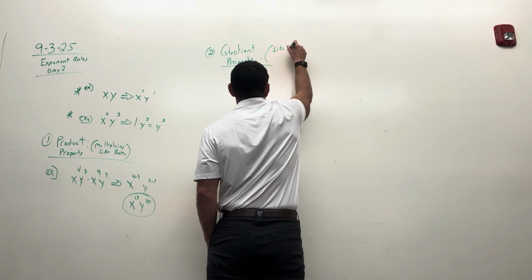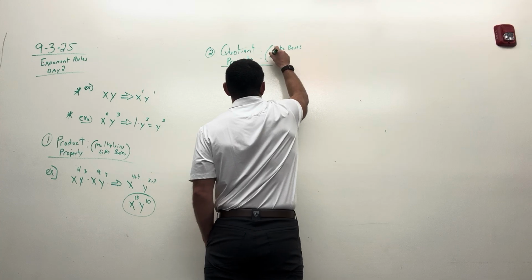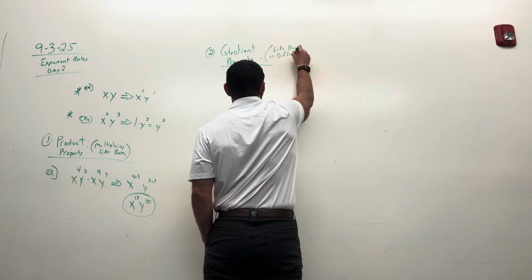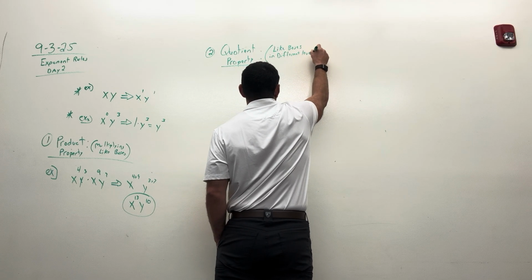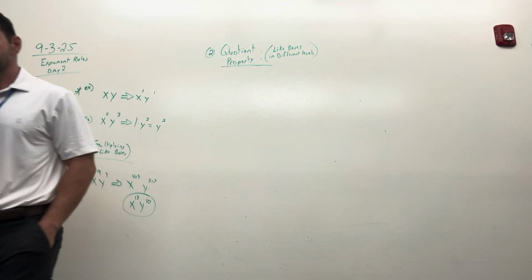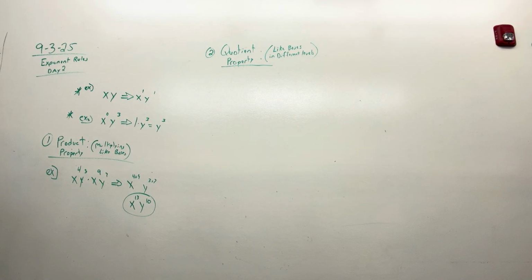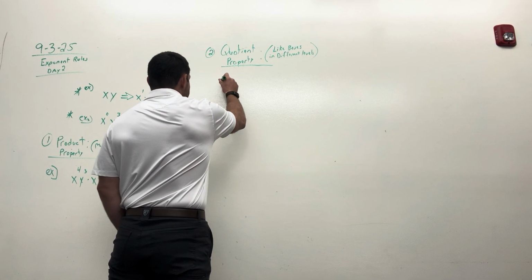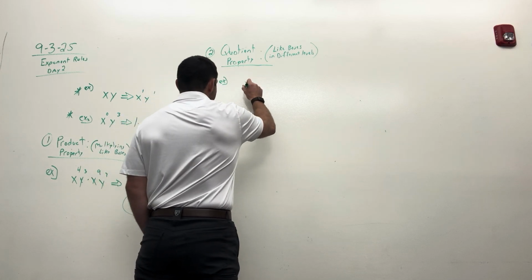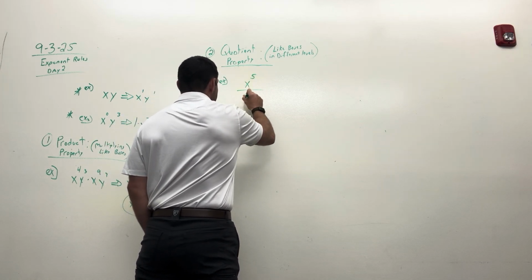Like bases in different levels. Okay? Like bases in different levels. Quotient. What does quotient mean? What mathematical operation? Products multiplication. That means division. Quotient is division. So here will be our first example. X to the fifth divided by x to the third.